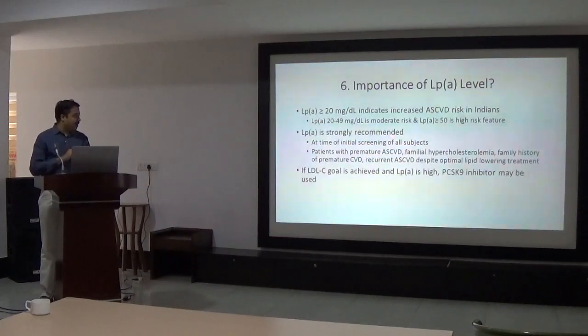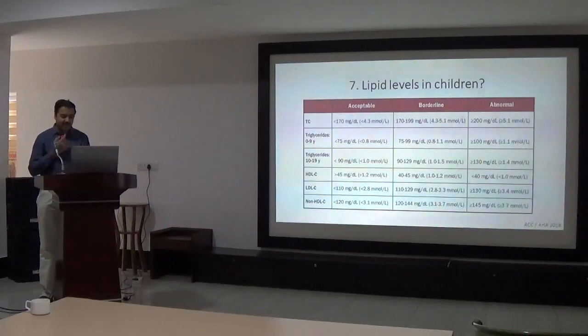Lp(a) is strongly recommended at the time of initial screening of all subjects, and in patients with premature ASCVD, familial hypercholesterolemia, family history of premature CVD, or recurrent ASCVD despite optimal lipid lowering treatment. If LDL goal is achieved and Lp(a) is high, a PCSK9 inhibitor may be used. This is again one discordant group: LDL goal achieved, Lp(a) high.